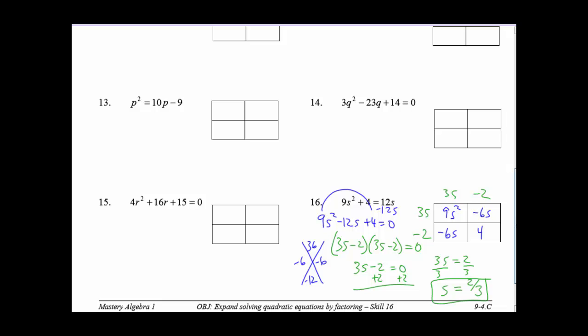All right, go ahead, hit pause. We're going to finish the rest of these problems. If you get stuck, just make sure you follow the steps. Remember, standard form, greatest common factor, factor out, and then set equal to 0 using zero product property. Go.